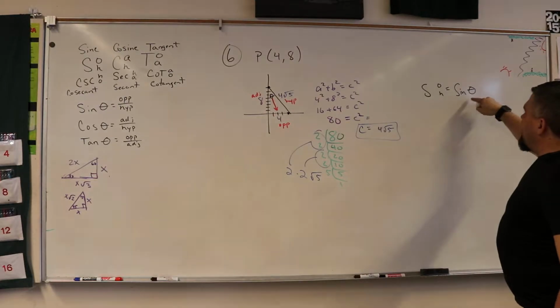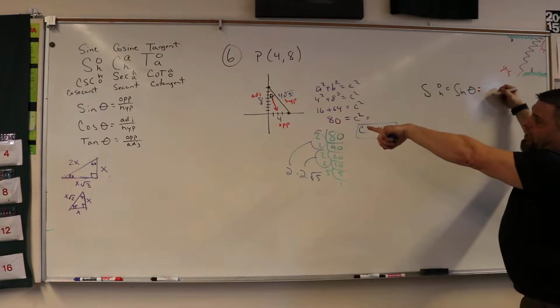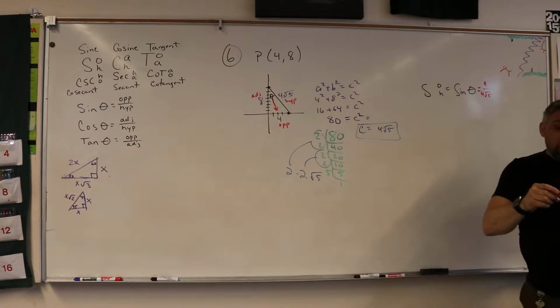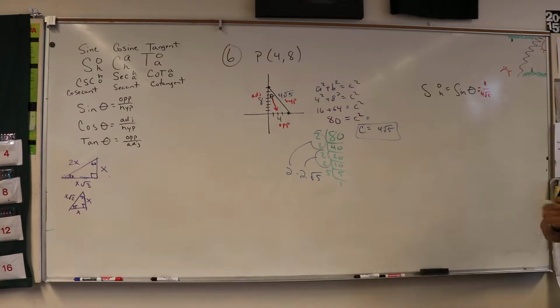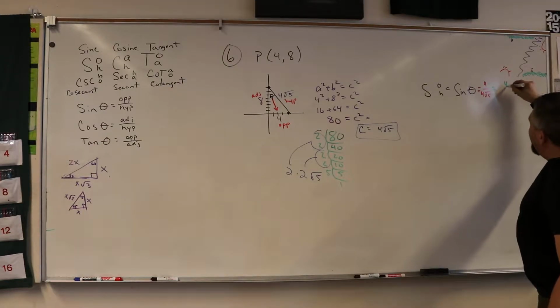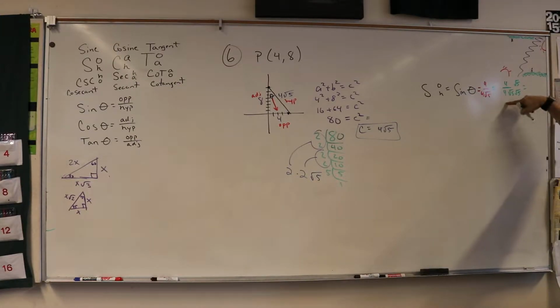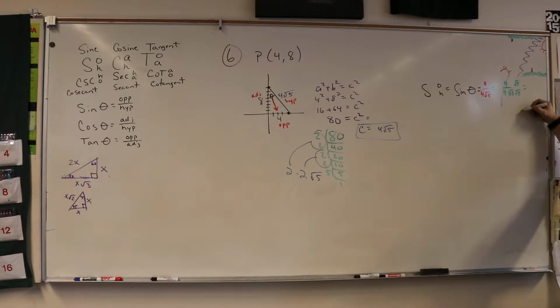So the sine of theta, 4 is our O, so it's 4 over hypotenuse, 4 square roots of 5. Okay? Now you can't have the square root in the bottom, right? So that's 4 over 4 square root of 5 times the square root of 5 over the square root of 5, right? So the 4's cancel, right? And the square root of 5's cancel to give you 5. So you have square root of 5 over 5. Okay? So that's sine.